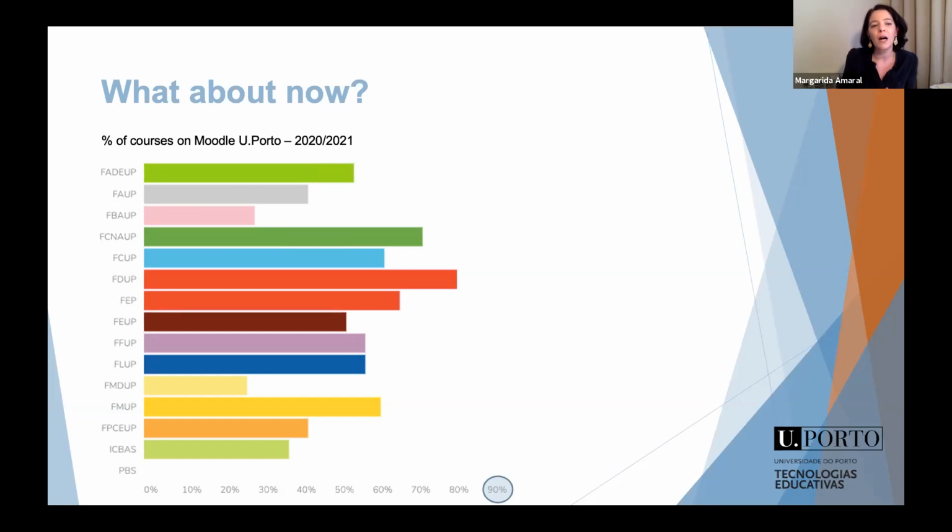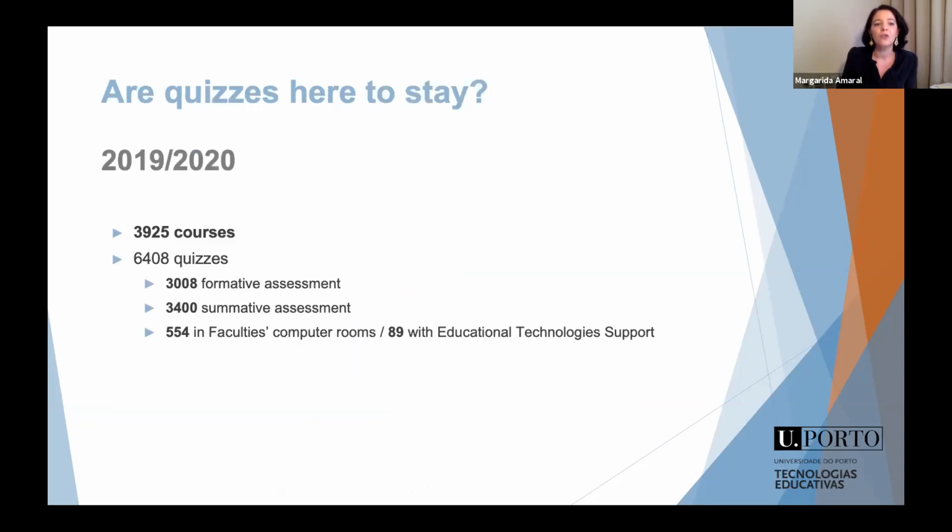And are the quizzes here to stay? So we had 3,925 courses with 6,400 quizzes last year. Some of them were in computer rooms, and others were at home. And this year, which is nearly ending, but not near the end, we already have 8,050 quizzes. So I guess we can say that they are here to stay.